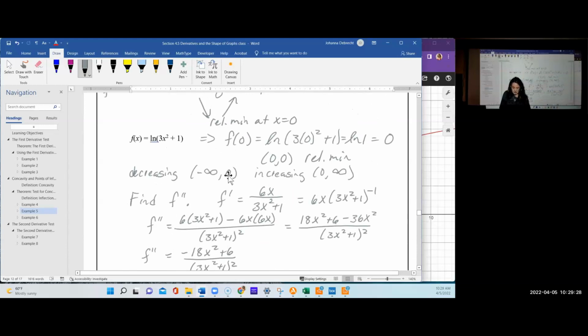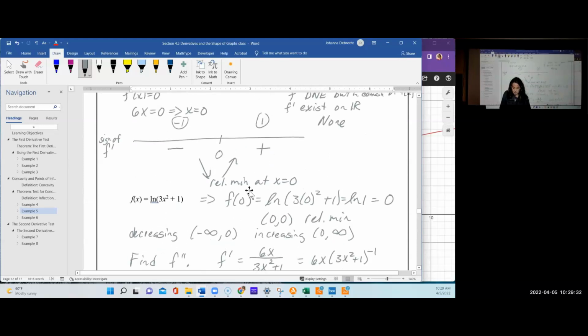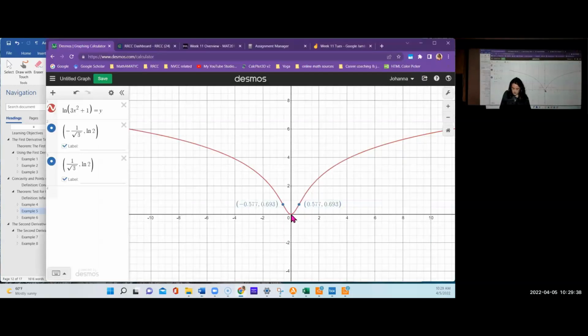Decreasing from negative infinity to 0, increasing from 0 to infinity. And we have a relative minimum at the origin at 0, 0. So we can also put the relative minimum on the graph. And then we have our changes in concavity. All right. And that would allow us to draw a pretty good graph, a really good estimation of what the graph looks like.